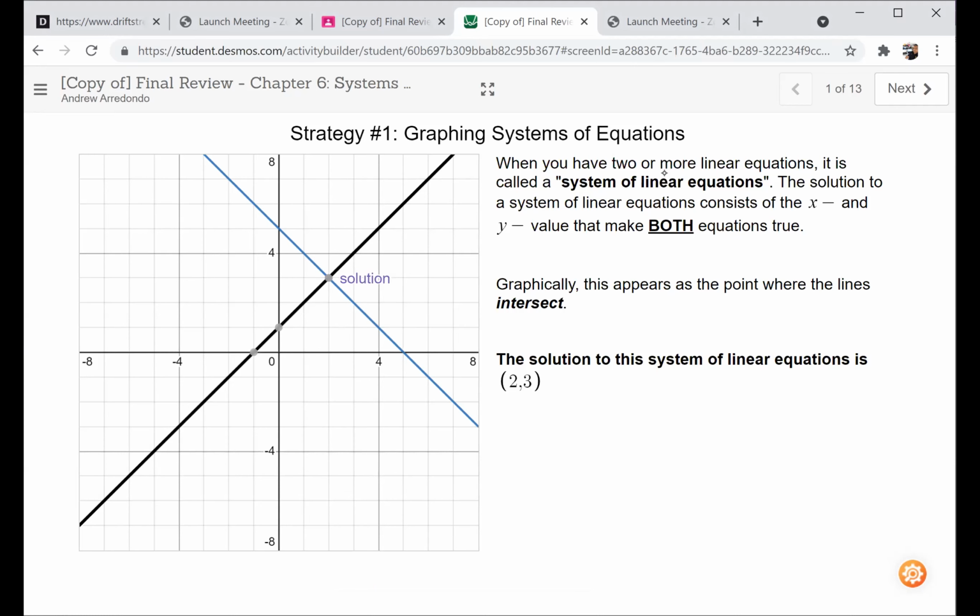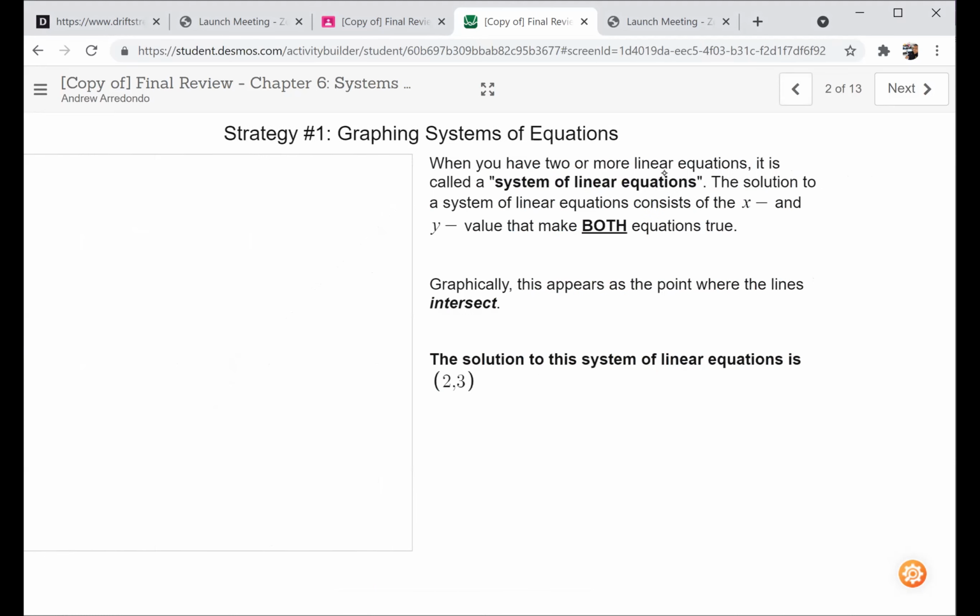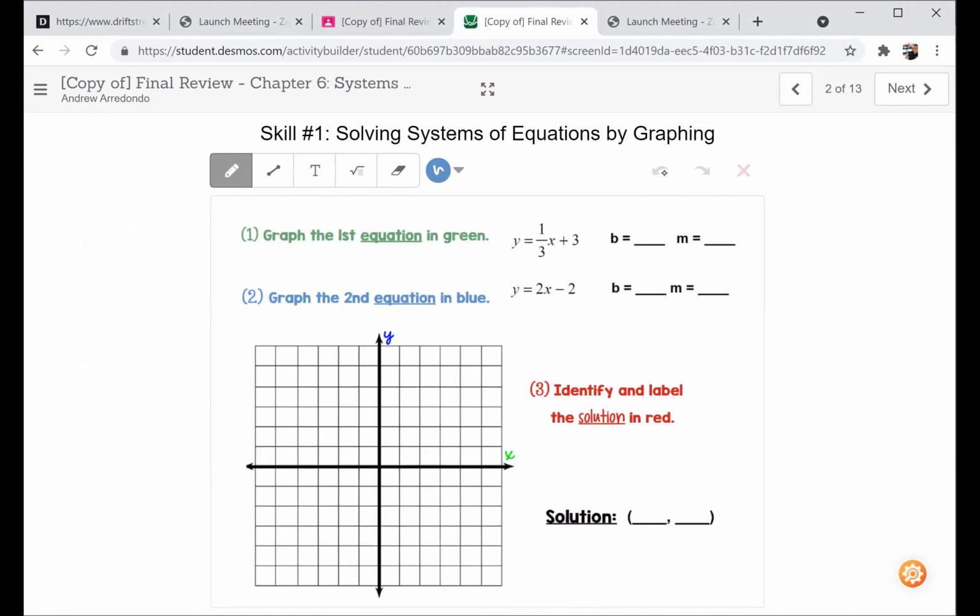All right, why don't you try window number 2? This one you get to change colors of items. They're going to want you to make the first line green, the second line blue, and the place where they cross, identify and label the solution in red. See, there's a blue there. Just tap it, red.